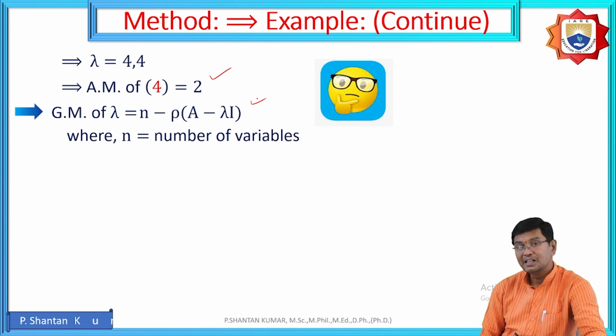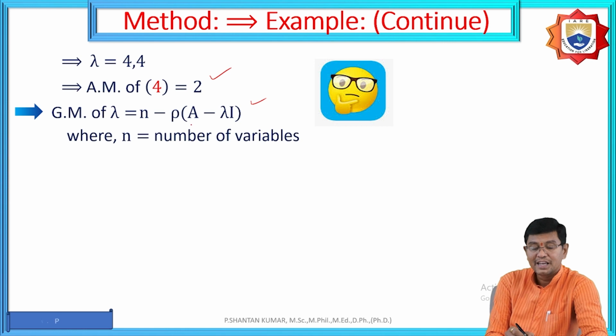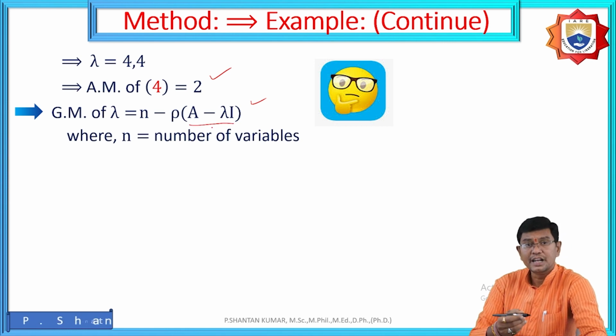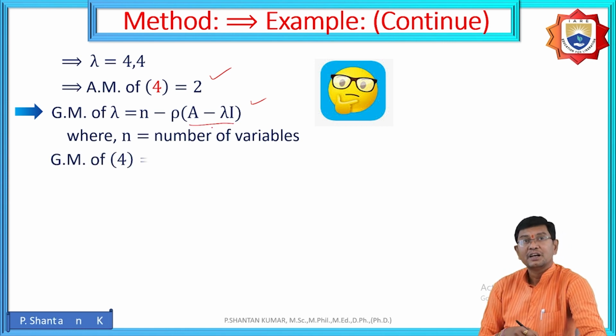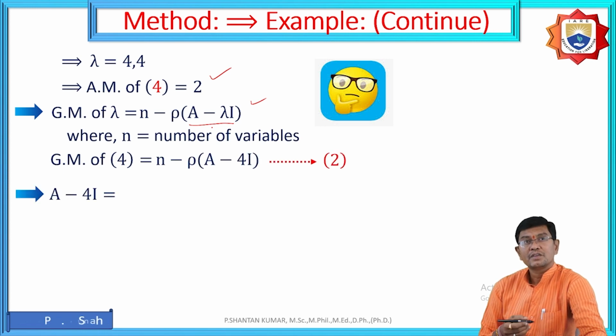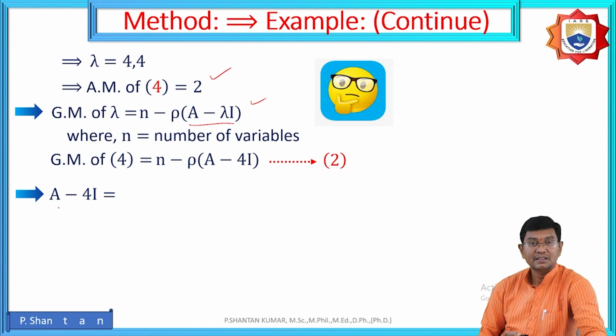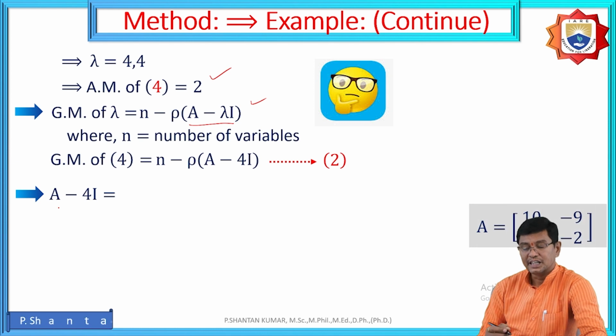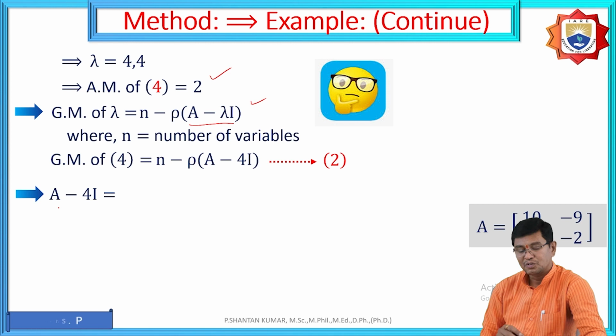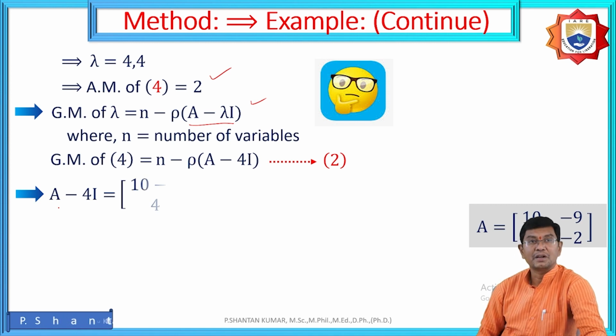For the rank of A minus lambda I, first of all we need A minus lambda I. The meaning of A minus lambda I is that A is the given matrix, I is the corresponding unit matrix, and lambda is 4. Therefore the matrix is reduced to: 10 minus lambda, minus 4, and 4, minus 2 minus lambda.